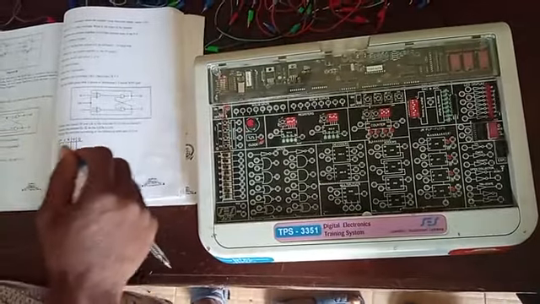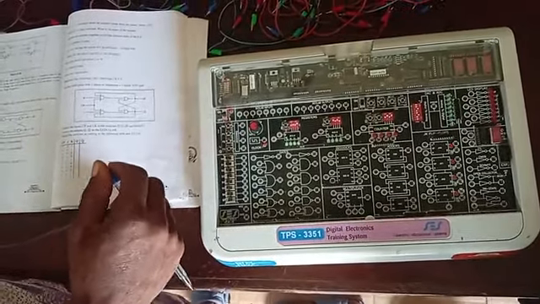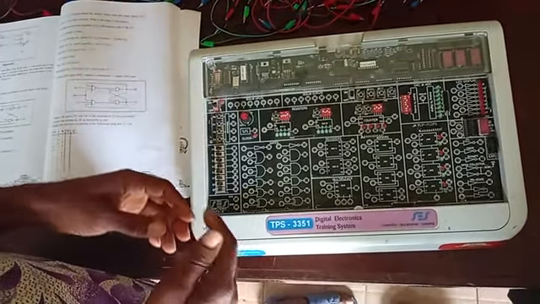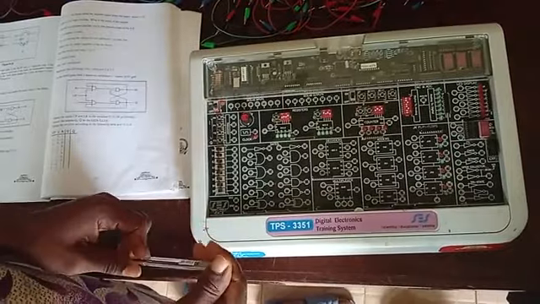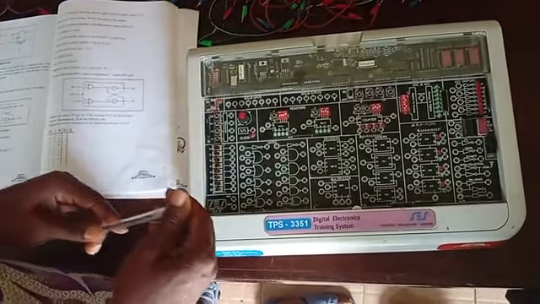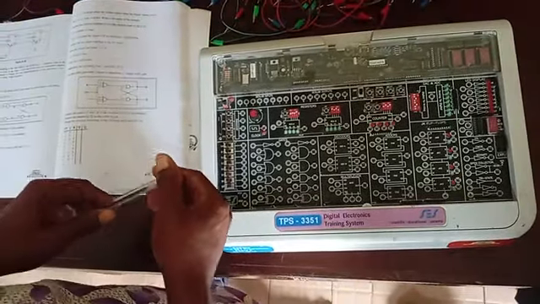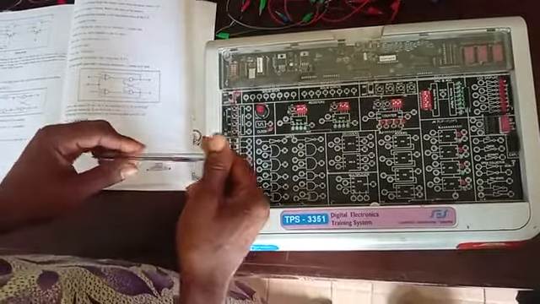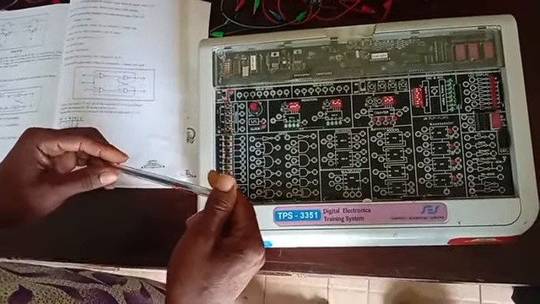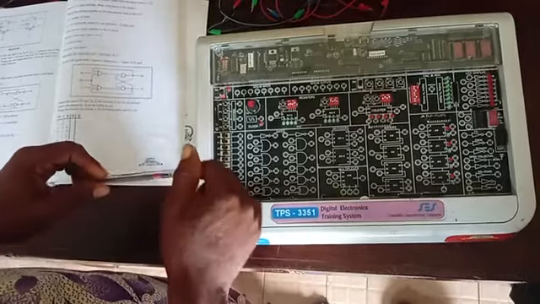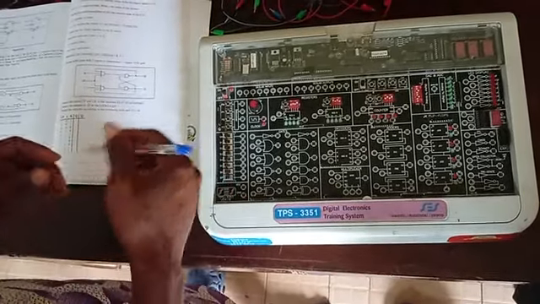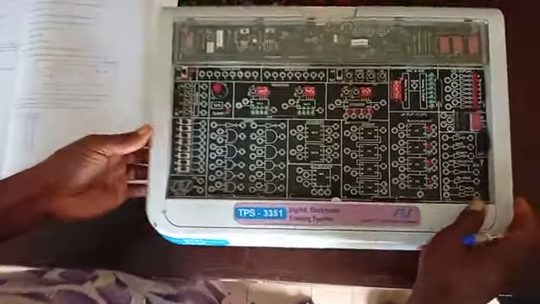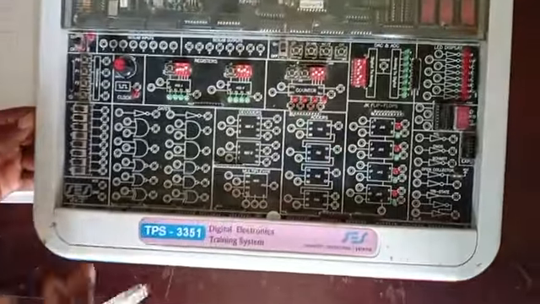So this time around we are going to look at the feature or characteristics of the JK flip-flop. When you're talking about a JK flip-flop, it will have 2 or 3 input signals and give us 2 output signals. And we are going to use a trainer for this practical.